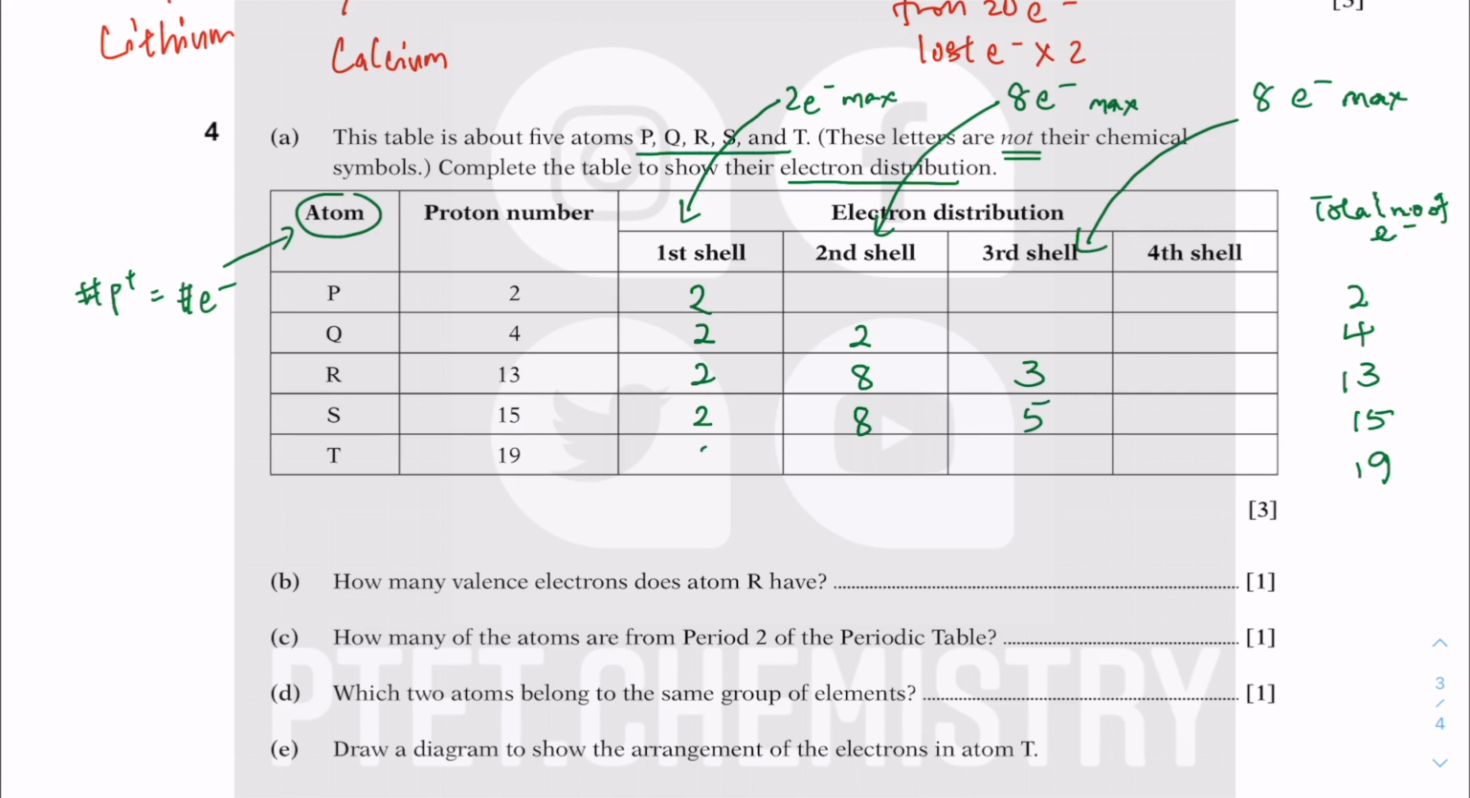When you have 19, you have 2, 8, 8. So there's up to krypton. Is it krypton? No, there's up to argon. Okay, so 2 plus 8 is 10, 10 plus 8 is 18, and you have 1 more in the fourth shell to bring it up to 19 electrons, which is element number 19, potassium. So it's the fourth period, and it's in group 1 because it's got 1 outer shell electron.